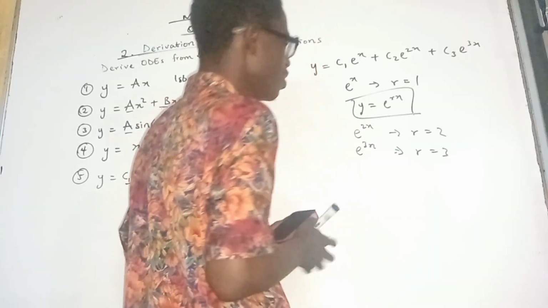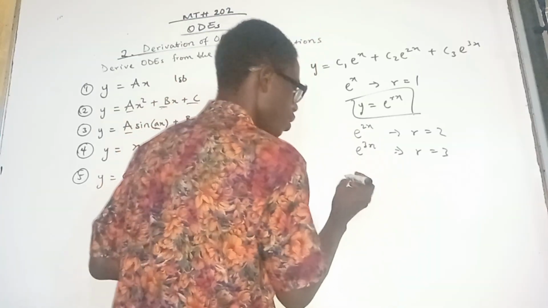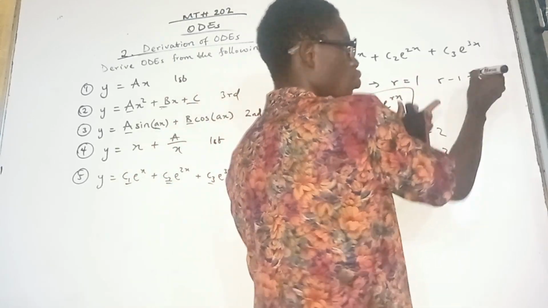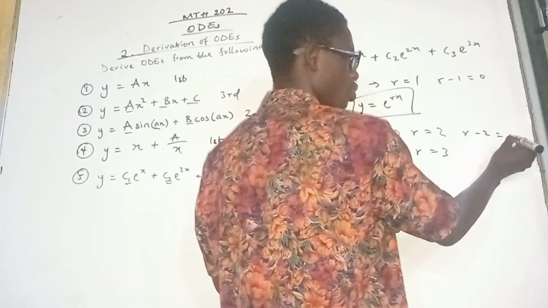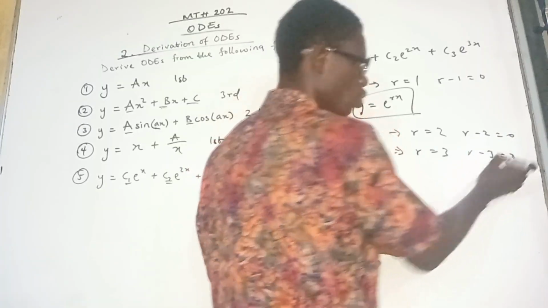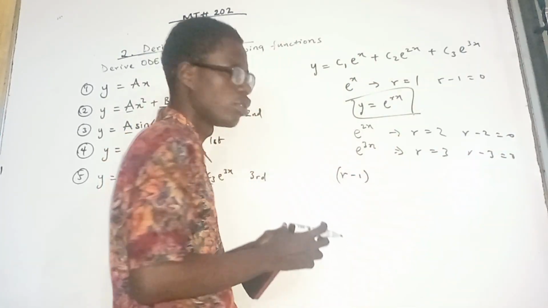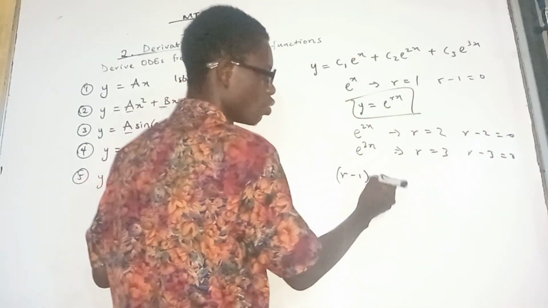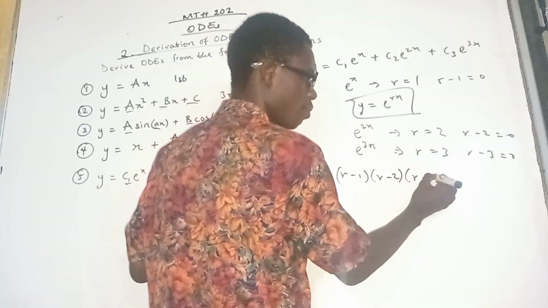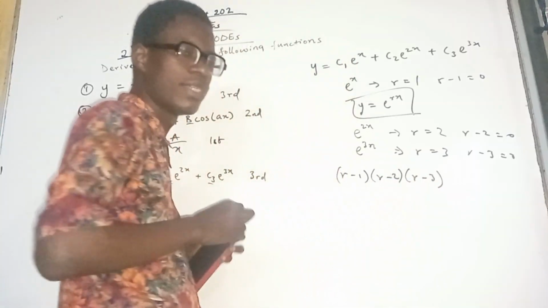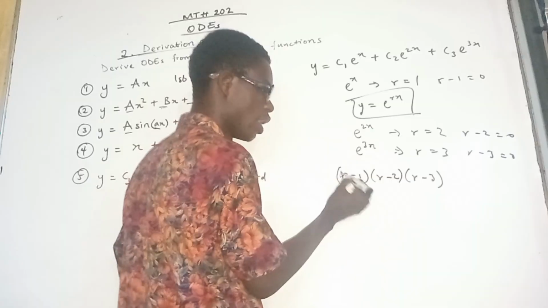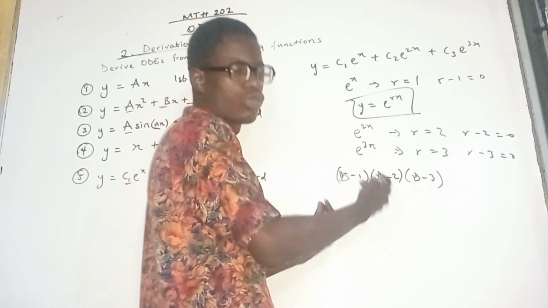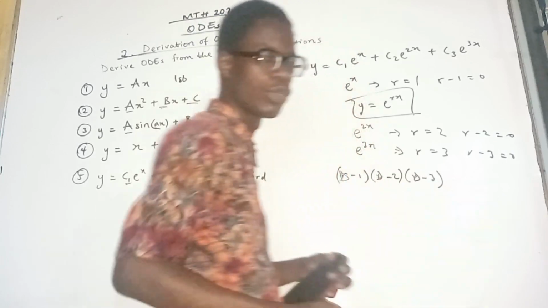So basically, that means the solution of this kind of ODE means r minus 1. If we bring this to the other side, r minus 1 equals 0. For this one, r minus 2 equals 0. And for this, r minus 3 equals 0. So I can just pack everything together and turn it into a cubic equation: (r minus 1)(r minus 2)(r minus 3). This is basically the operator D method. I can turn this into D instead of r: (D minus 1)(D minus 2)(D minus 3) equals 0.